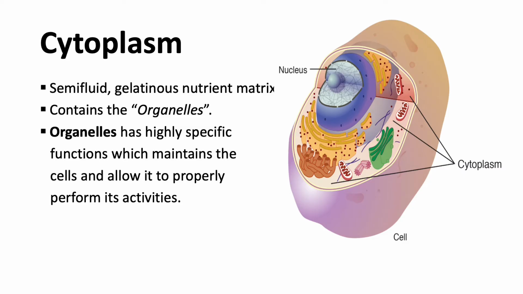The cytoplasm. It is a semi-fluid gelatinous nutrient matrix. Within the cytoplasm are organelles and storage granules. These include the endoplasmic reticulum, the ribosomes, Golgi complexes, mitochondria, centrioles, microtubules, lysosomes, and other membrane-bound vacuoles. Each of these has a highly specific function, and all of the functions are interrelated to maintain the cell and allow it to properly perform its activities. The cytoplasm is where most of the cell's metabolic reactions occur.